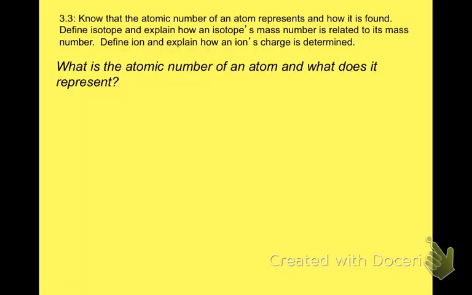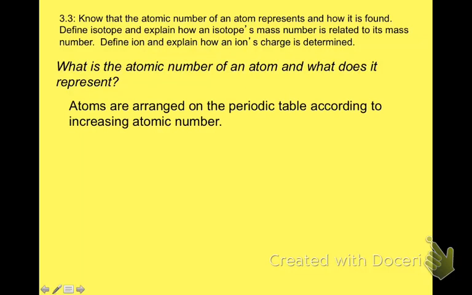This is going over knowing what's known as the atomic number of an atom, what it represents, and how you can find it. It's also going to talk about defining isotopes and explaining how an isotope's mass number is related to its mass. You're also going to define an ion and explain how an ion's charge is determined, but that's going to be in part 2. So this video, we're going to start with the atomic number and what it represents.